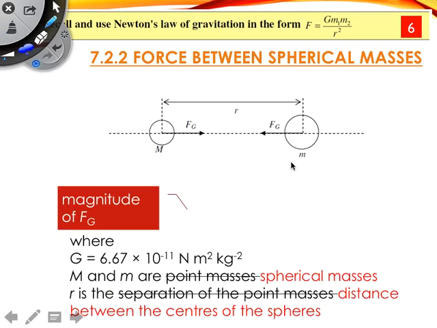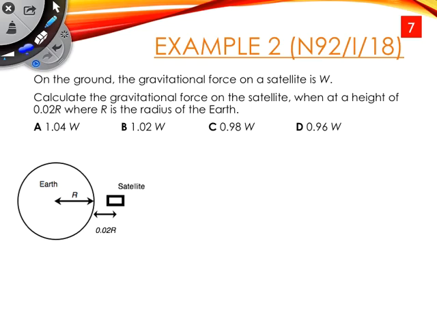Basically the notation just changed accordingly. Instead of point masses, we're now talking about spherical masses, and the separation is measured from the center of the two spheres, from one center to the other center, and not from surface to surface. Be careful about that. So this is one. We still use the same equation. Nothing has changed. Let's look at example 2.